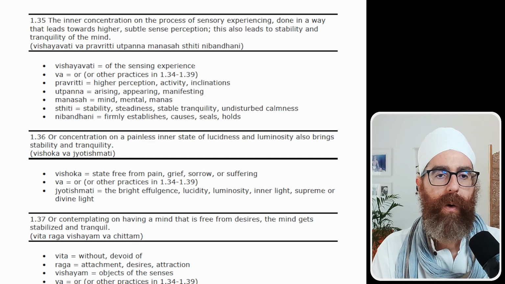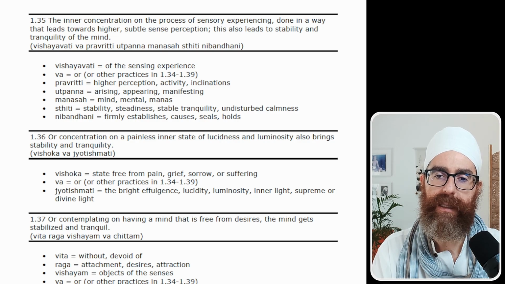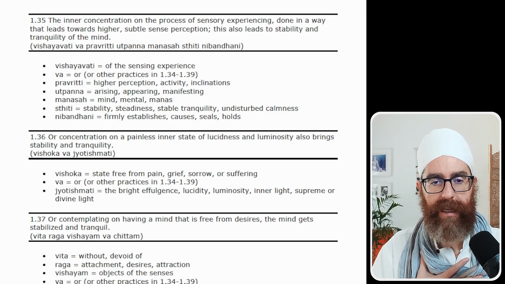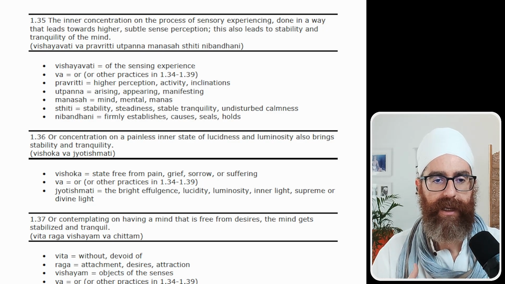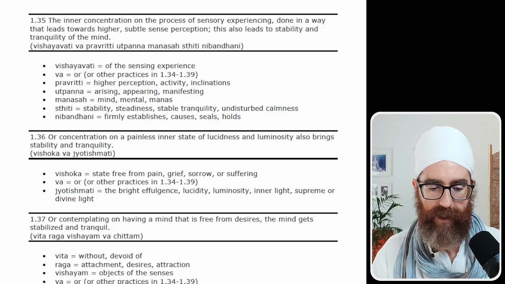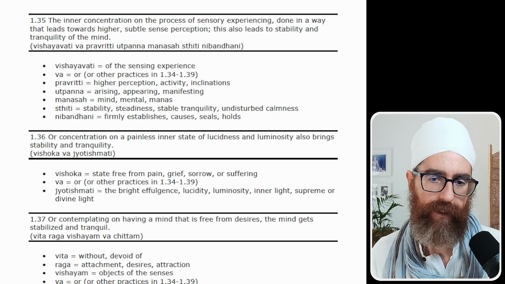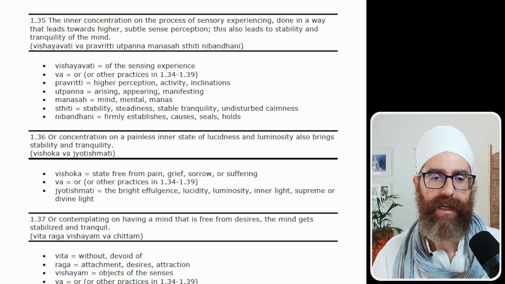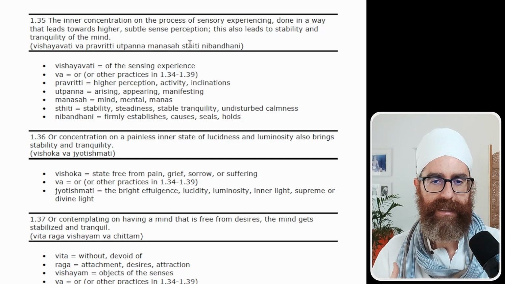1.36. Or concentration on a painless inner state of lucidness and luminosity also brings stability and tranquility. So within us there is a certain light. There is a Jyotishmati. Yeah, there is Jyoti. Jyoti is light. And it's interesting, Mati is like Mat. Mat is mother. So there is this light. I don't know if I did mention it here?